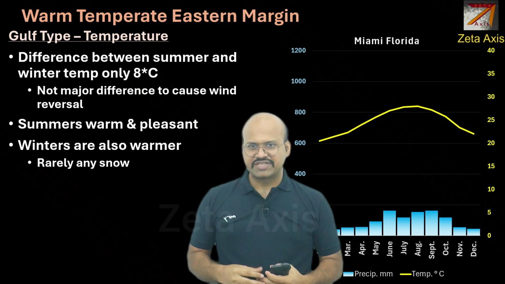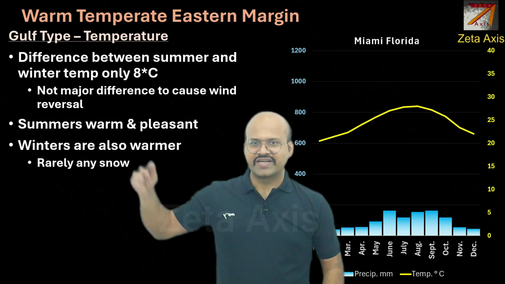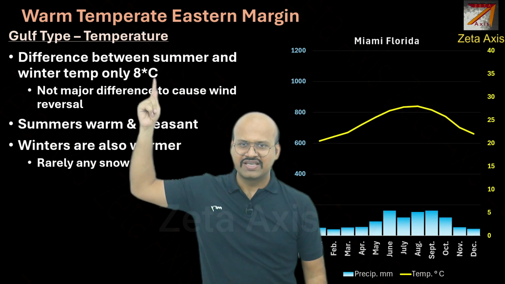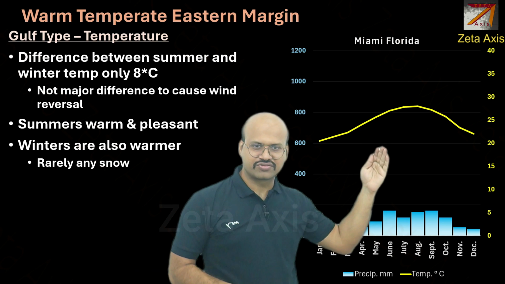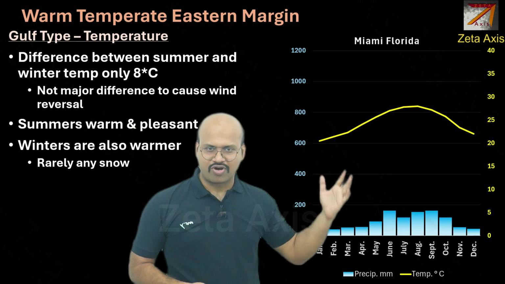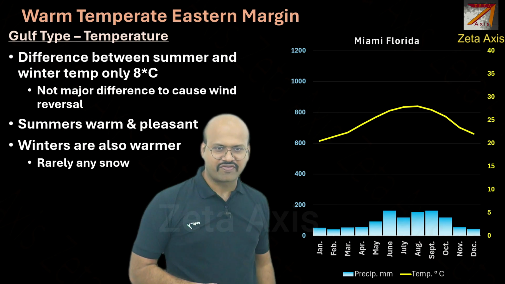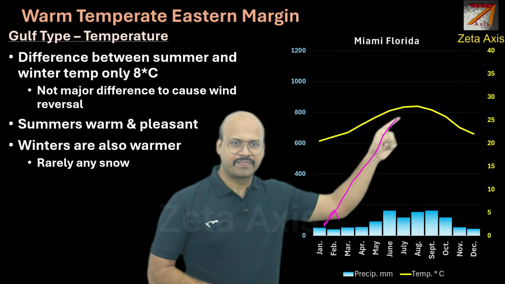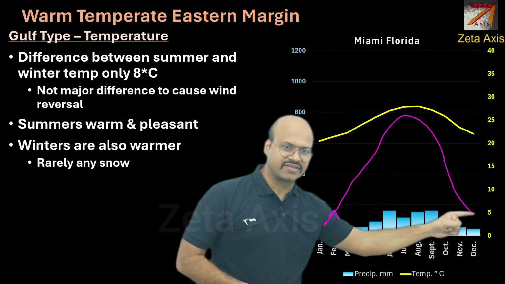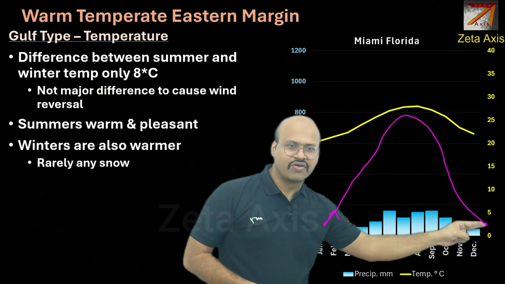So let's see the temperature characteristics of the Gulf type of climate. The difference between summer and winter is only 8 degrees Celsius. We can see that here the difference has greatly reduced. If you remember the type of plot that we had in the China type of climate, then it started right from here, it went very high up and then it came back something like this. So we could see that there is a very big difference.